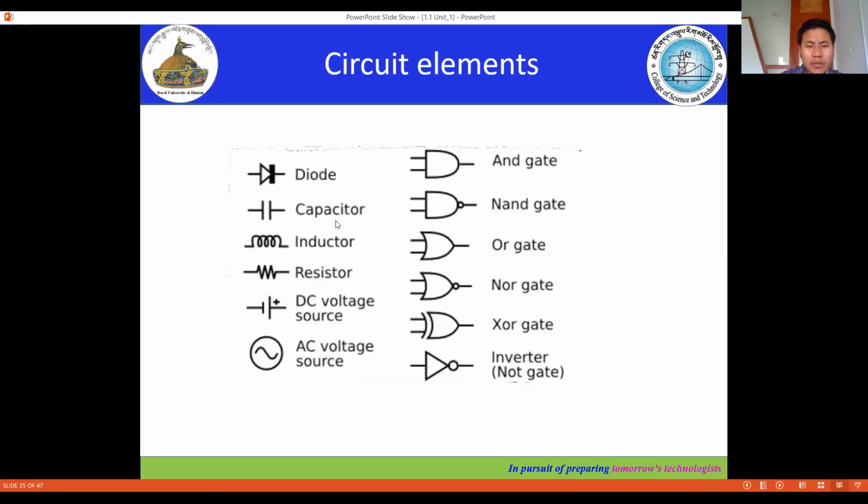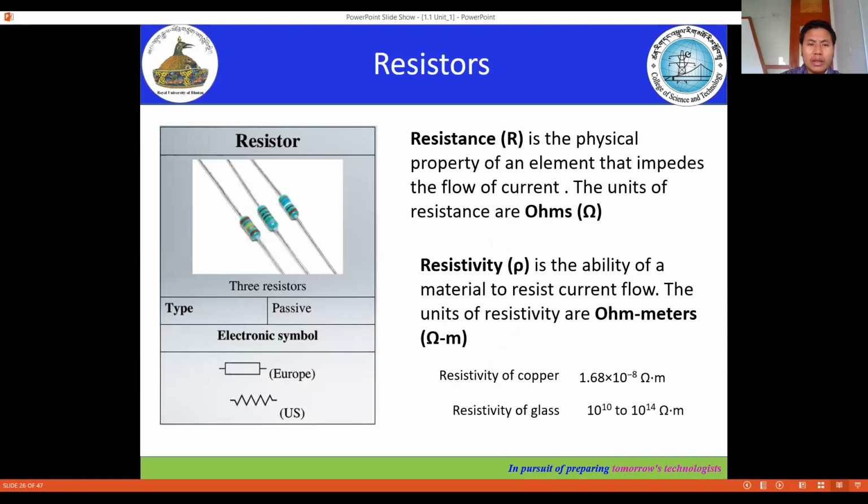These are the elements of the circuit. We have diode, capacitor, inductor, resistor, then sources and gates, and many other types of circuit elements. Let's see them one by one. The first one is the resistor. This is the image of the resistor. In circuit elements, we have two types: passive and active. The resistor falls under passive elements, and these two are the electronic symbols of the resistor. You can use either of these two.